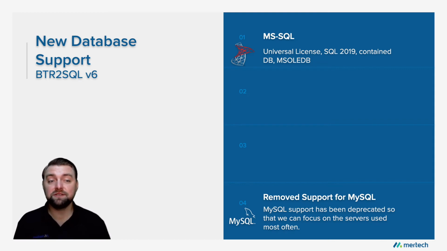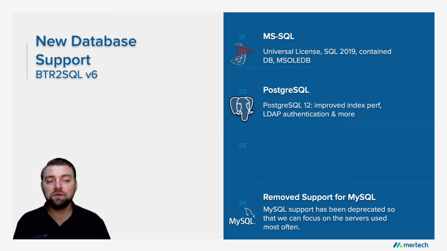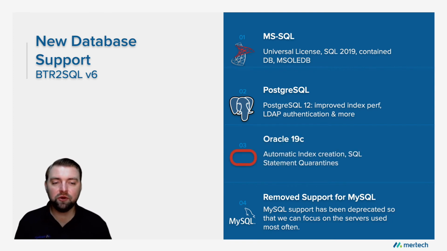Next up is PostgreSQL. PostgreSQL version 12 is a great new release that includes performance improvements in indexes, online index rebuilding, and stored generated columns. Finally, Oracle 19c. This release is the final release in the Oracle 12.2 family. It's a long-term release focused on stability.